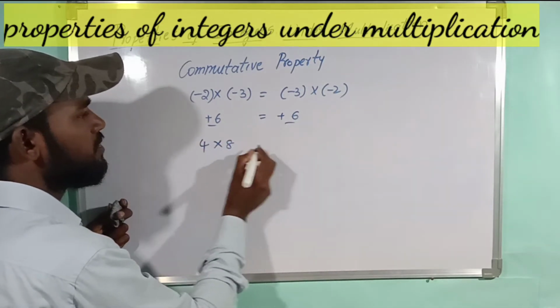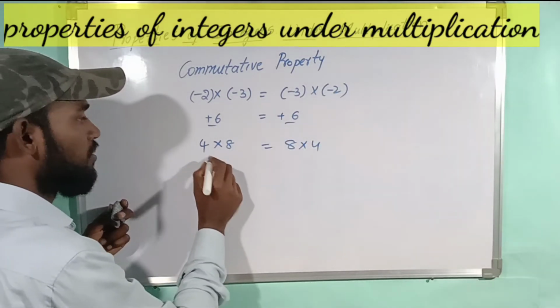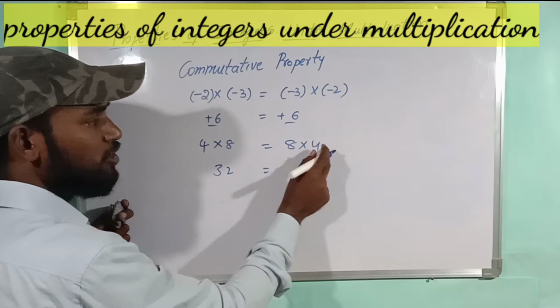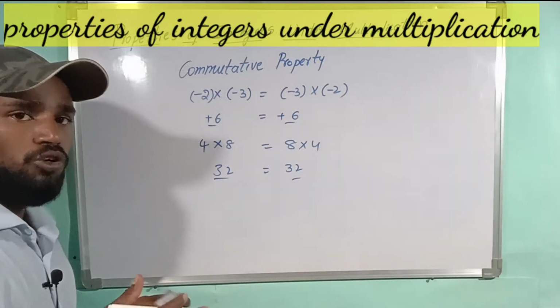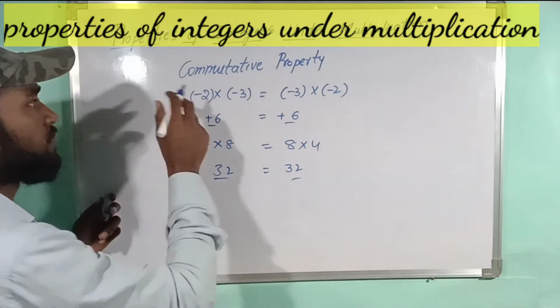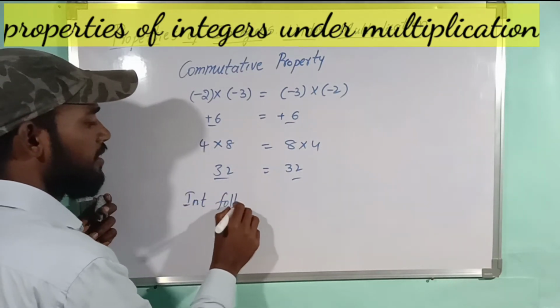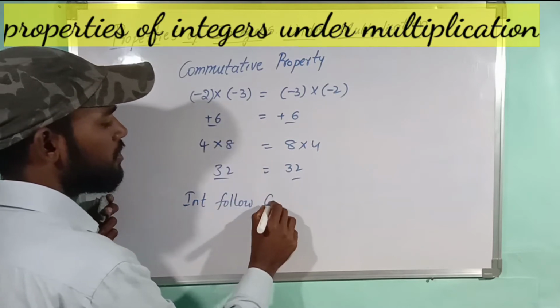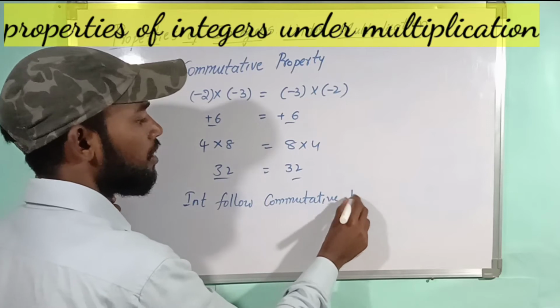So take two more integers now. 4 into 8 is equal to 8 into 4. So 4 into 8 is 32, and 8 into 4 is 32. Here also they are the same. LHS equals RHS. So by this we can conclude that integers follow commutative property. Everyone clear? Commutative property.